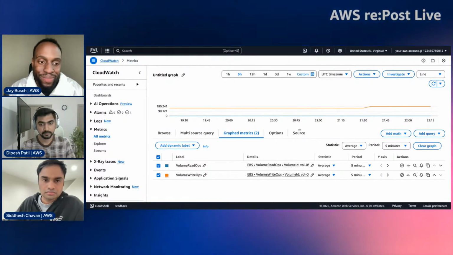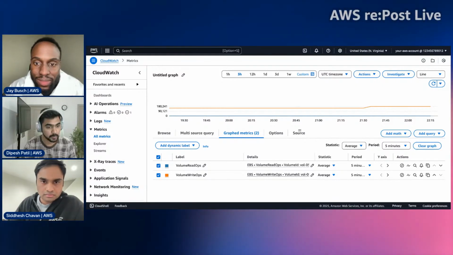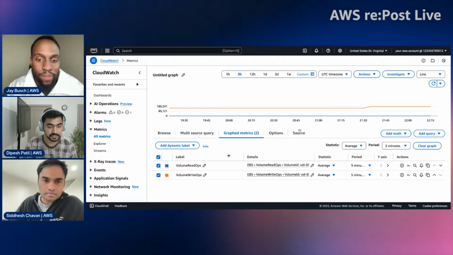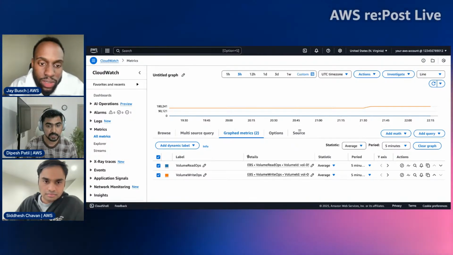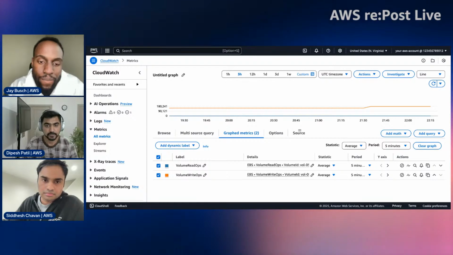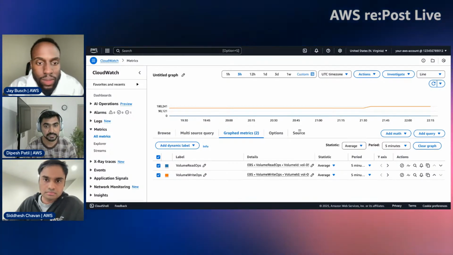So I think I'm having an issue with my console. Just give me 1 second. I'm going to go back to the CloudWatch metrics. No worries. Let me select the write IOPS, and there we go. So I have an IO2 volume here. Are you able to see my screen?